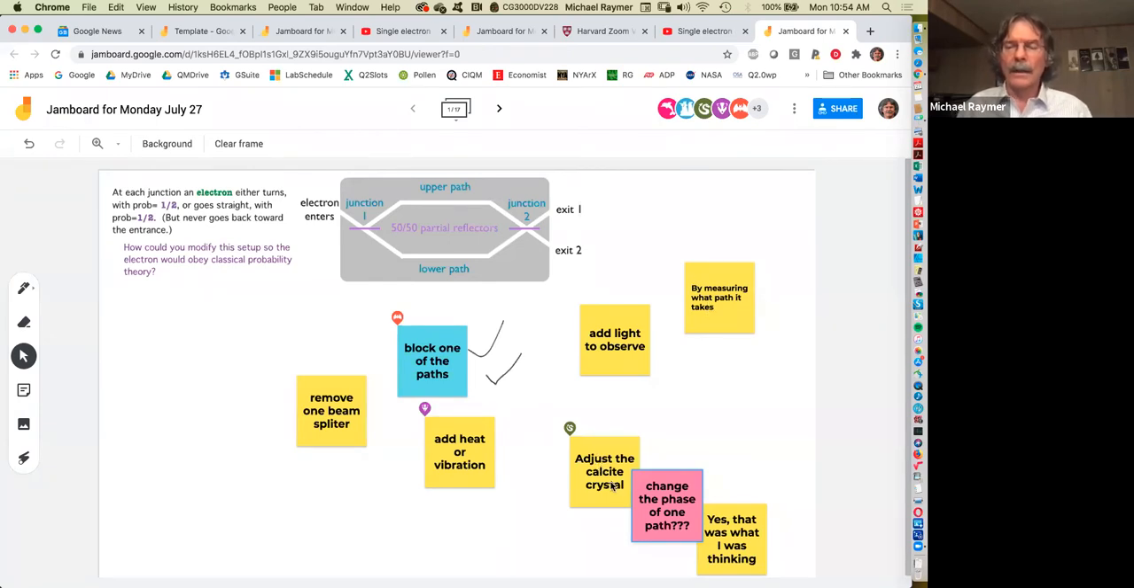This one though, is this one about adjusting the calcite crystal. I think what that means is do nothing except move one of these junctions slightly. That's like adjusting the calcite crystal, like tilting it. You're making one path a little bit shorter, one path a little bit longer. Now that changes the phase of the path, but do you think this answer is correct? Would adjusting the calcite crystal or changing the phase of the path modify the setup so it obeyed classical probability theory? You want to vote on that?